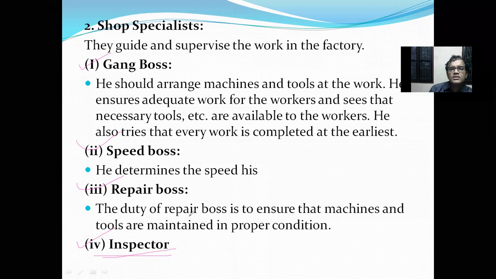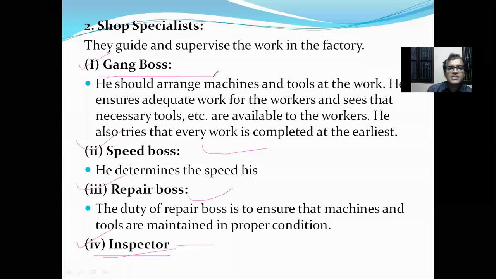In the office, in the shop, in the organization, he will inspect the things. He will ensure that everything goes in order. Repair boss will see to it that repairing takes place of various tools. The speed boss ensures speed in the organization. Gang boss, as I mentioned, will provide necessary tools to the workers in the organization. Whoever is working in the organization, he will provide them with proper machines and tools. If a machine is under repair, he will send it to the repair boss. That is the duty of gang boss and repair boss.